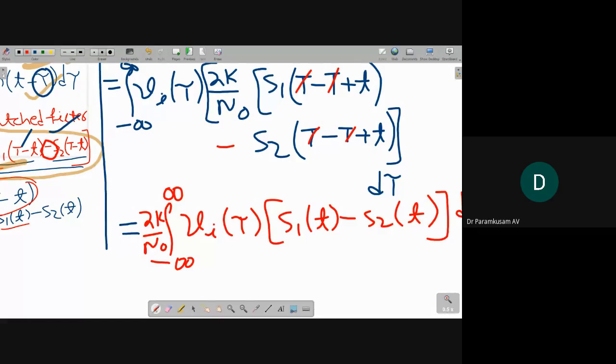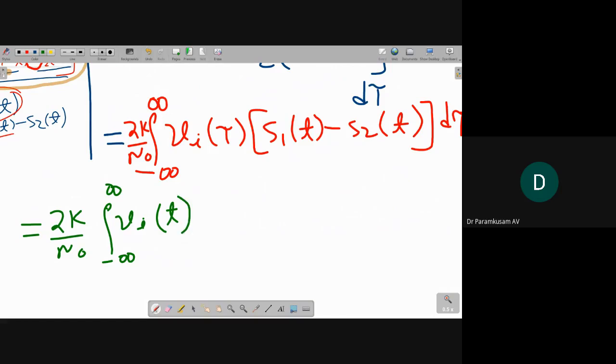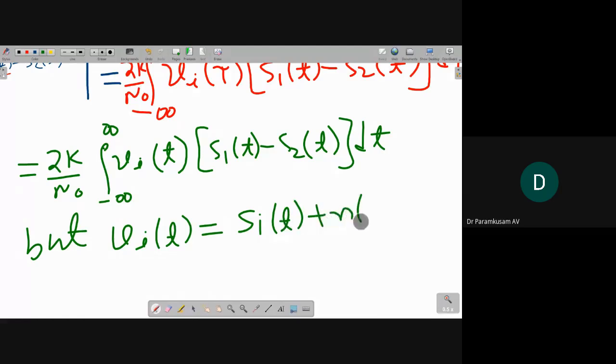Okay, now you write this equation. This is equal to 2k by n naught, integration from minus infinity to plus infinity of Vi of t, changing the variable tau to t, into S1 of t minus S2 of t dt. But what is Vi of t? Vi of t is equal to, as already chosen, Si of t plus n of t.